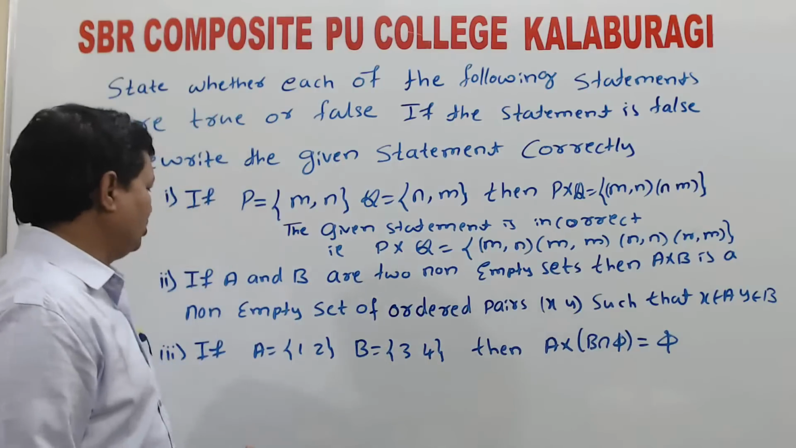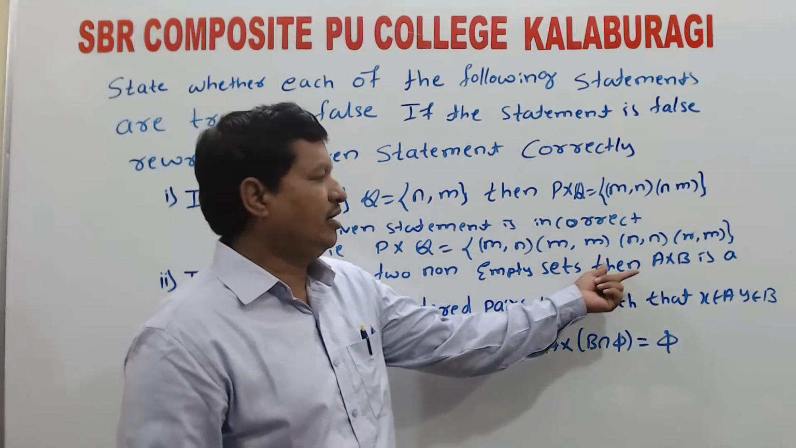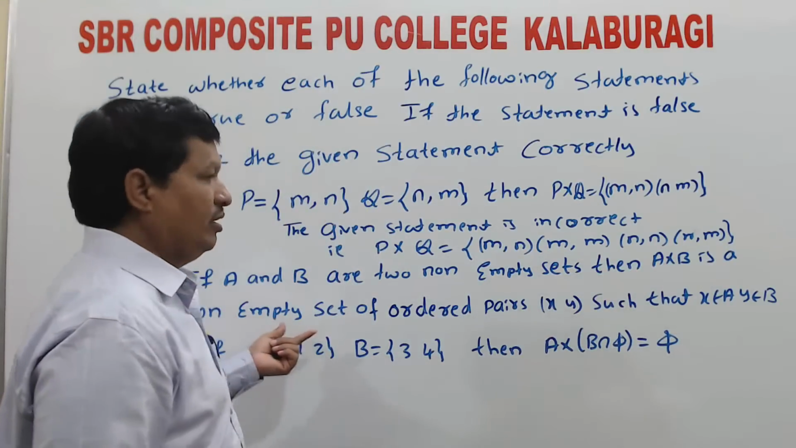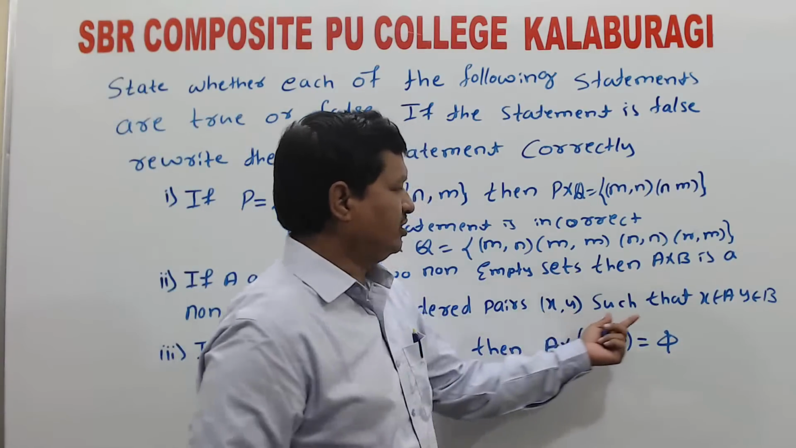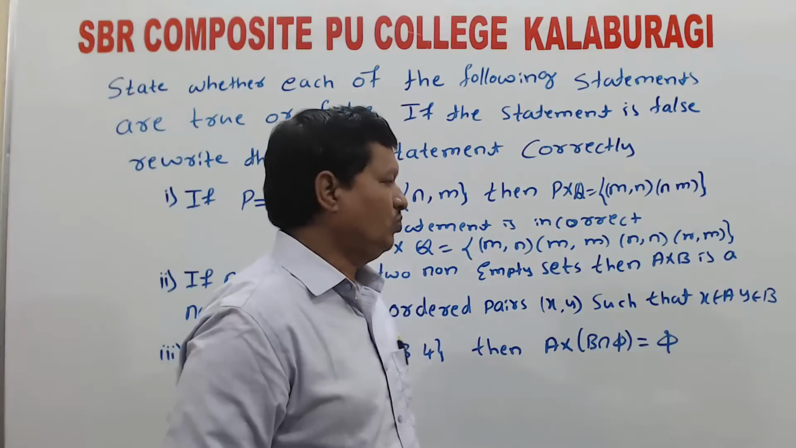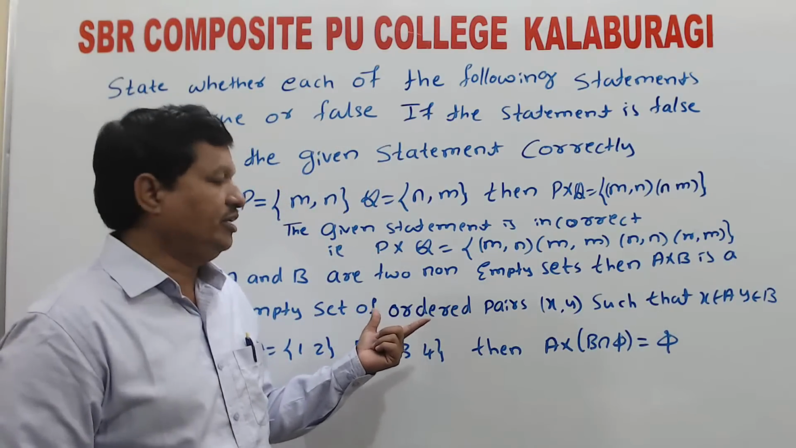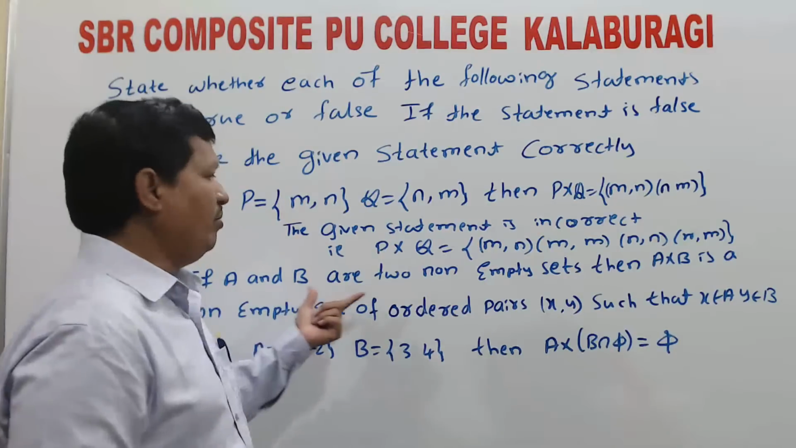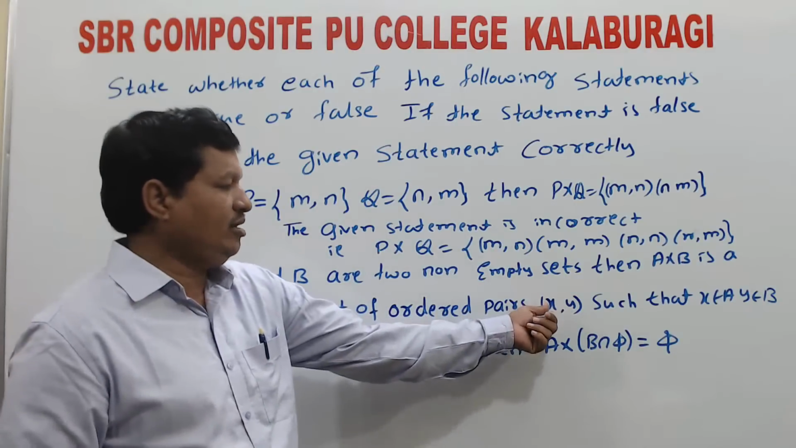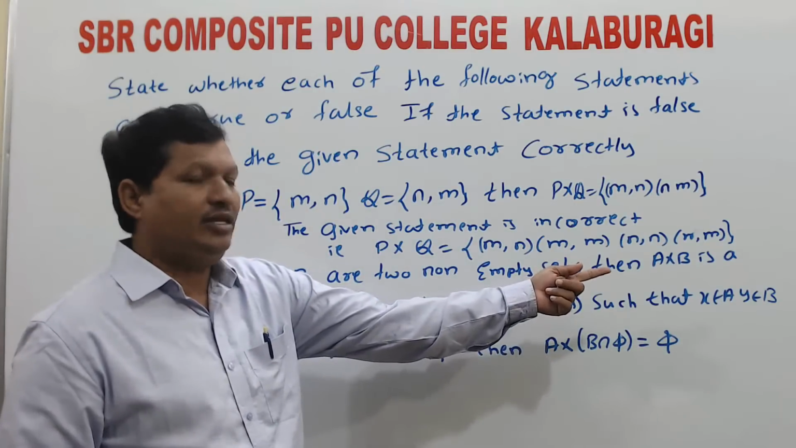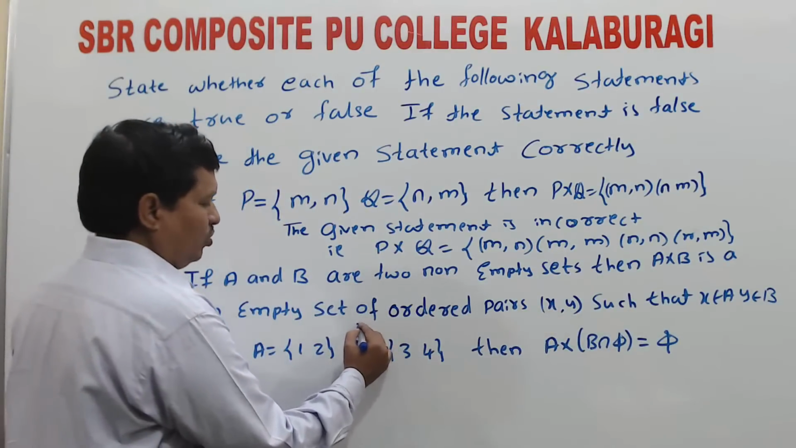What is the second question? If A and B are two non-empty sets, then A cross B is a non-empty set of ordered pairs (x, y) such that x belongs to A, y belongs to B. Yes, it is the definition of the Cartesian product. As you know from yesterday, if A and B are two non-empty sets, then A cross B has elements (x, y) such that the first element is from set A and the second element is from set B. Therefore, this given statement is a true statement.